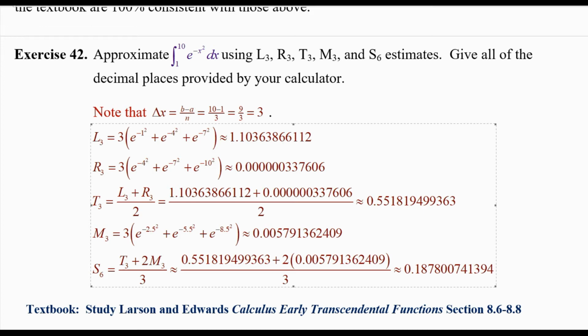Okay, and you will find some more about these approximations in your textbook as you read that. Just a couple things. The left and right Riemann sums are approximating the function with a horizontal line. Trapezoid and midpoint are approximating with linear functions. So left and right are constant functions, trapezoid and midpoint are linear, but in different ways.